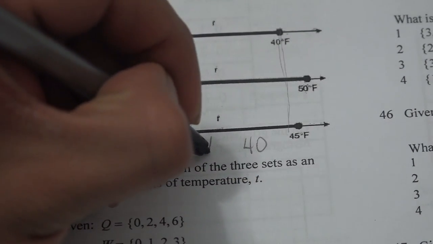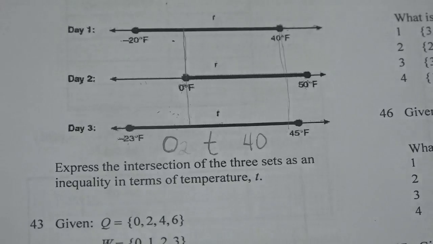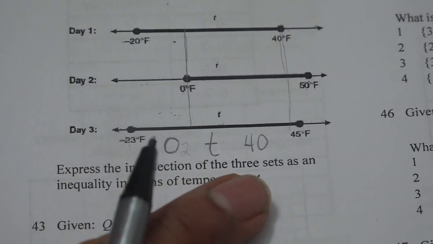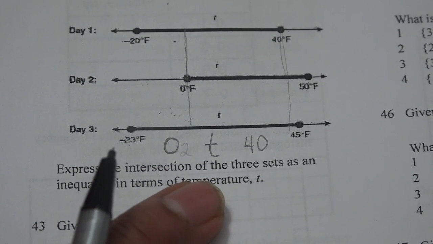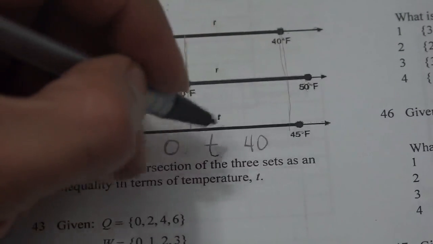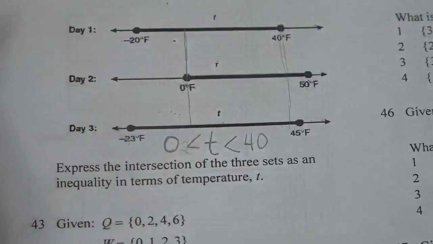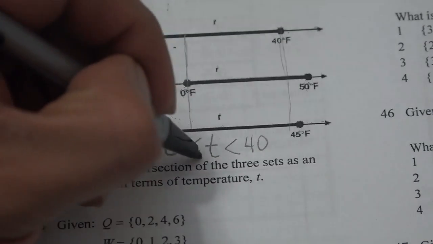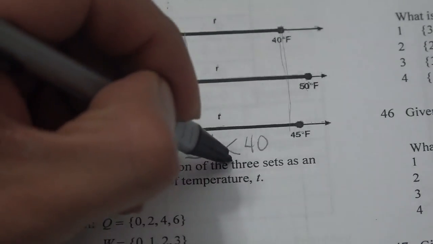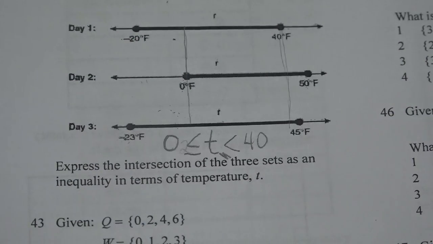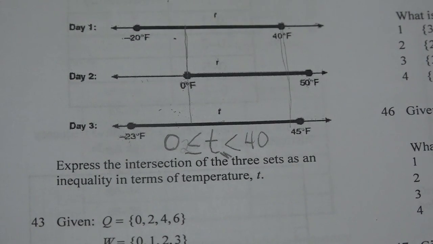And it says in terms of temperature T. So watch this. I already have my inequalities set up. I just need the symbols. Well, T is all the numbers between 0 and 40. But guess what? 0 is included here, and 40 is included here.